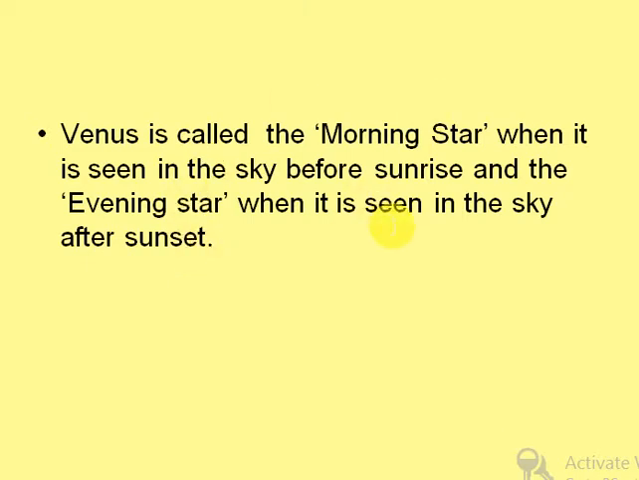Venus is called a morning star. It is seen in the sky before sunrise, and is called an evening star when it is seen in the sky after sunset. So this was a fact for you to keep in your mind.